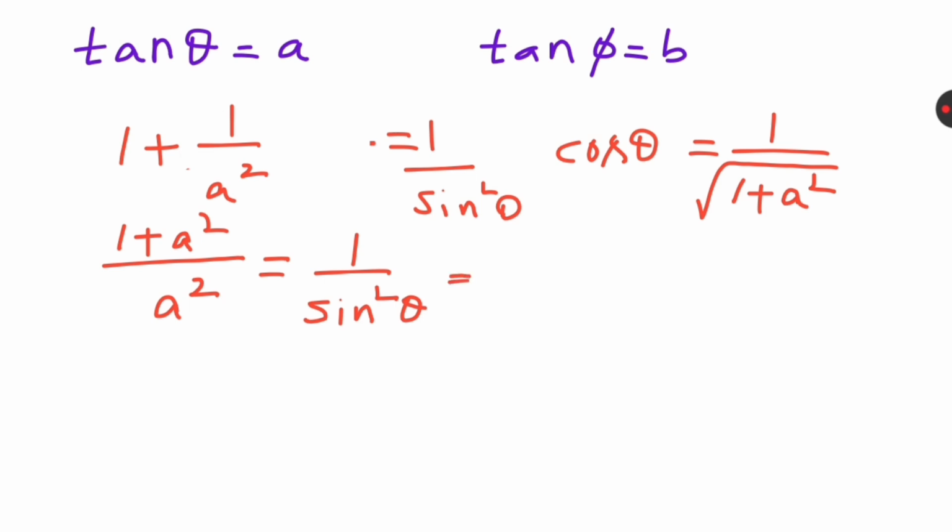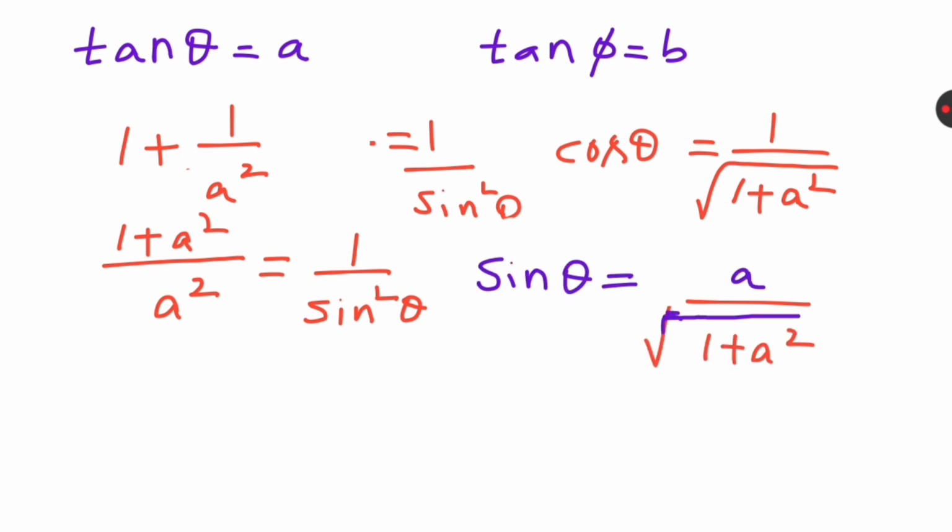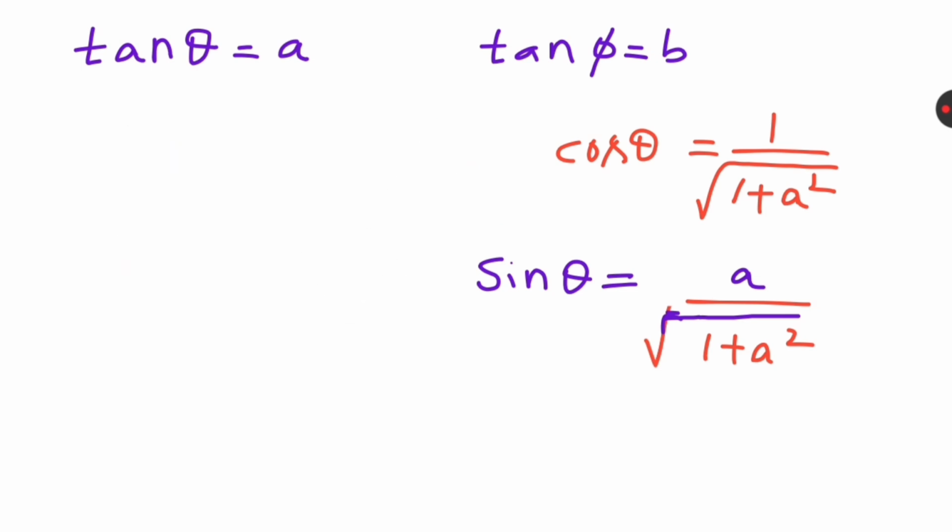If you want to find sin square theta, that is going to be a power 2 over 1 plus a power 2. And our goal is to find only sin theta. So this is the sin theta value. So using that popular identity, we got the sin theta and cos theta values. Now we need to find sin pi and cos pi.